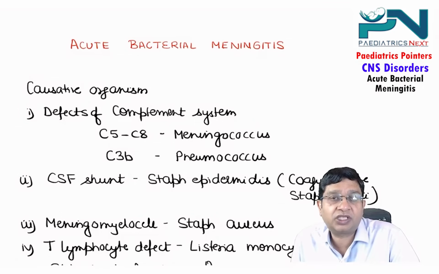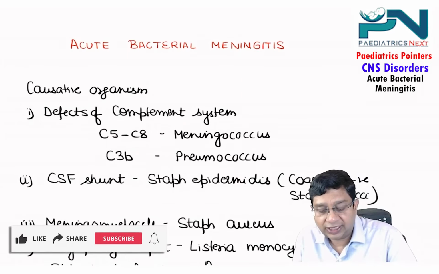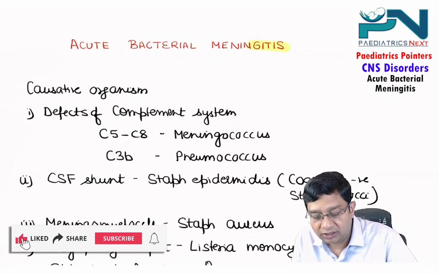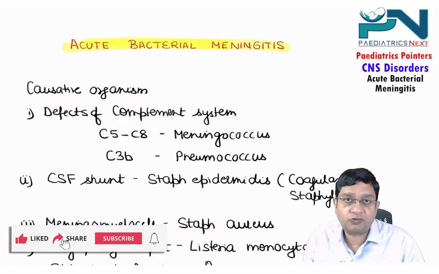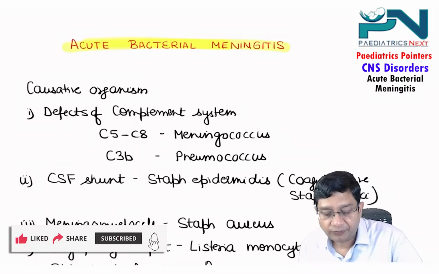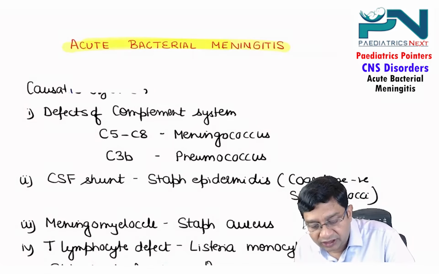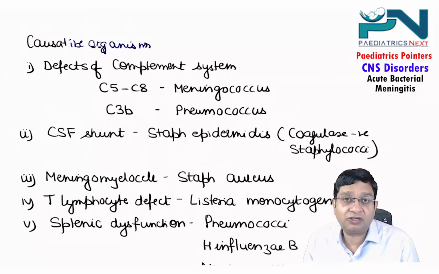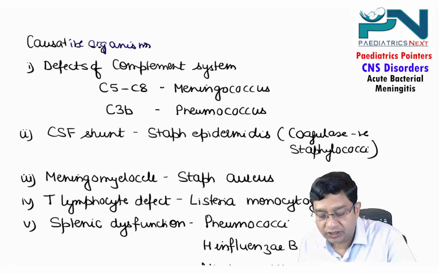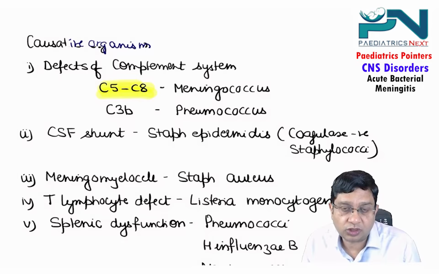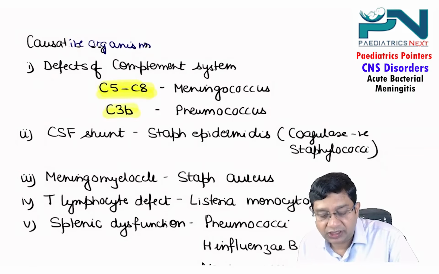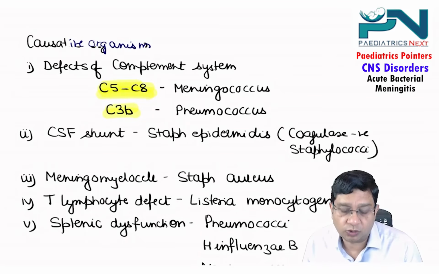Today the topic is from the CNS disorders, that is acute bacterial meningitis. First, what you should remember in this topic is the causative organisms, particularly in the different scenarios. What are the causative organisms? If there is a defect of the complement system, maybe C5 to C8 deficiency, the answer is meningococcus. And if it is C3b deficiency, the answer is pneumococcus.